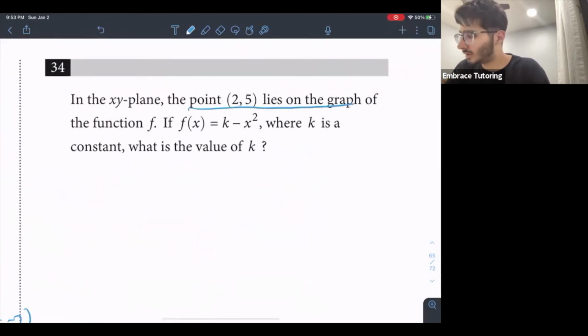34. The point (3, 25) lies on the graph of the function. If f of x is equal to k minus x squared, where k is a constant, what is the value of k?